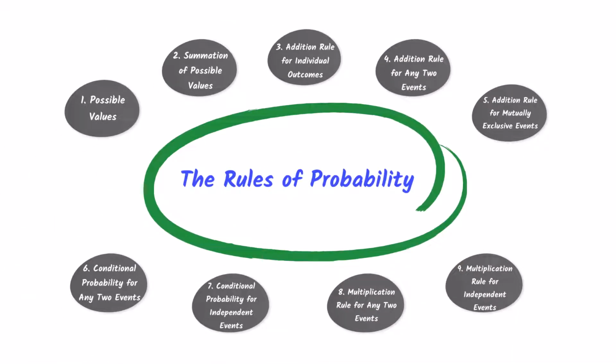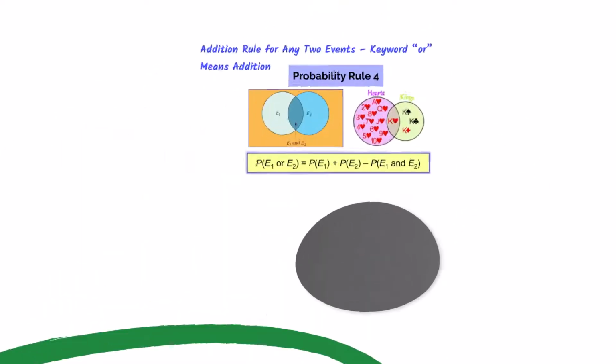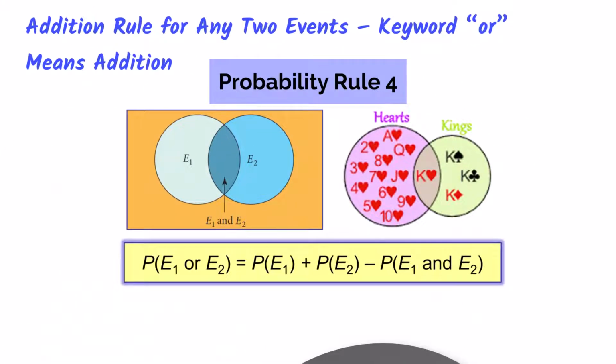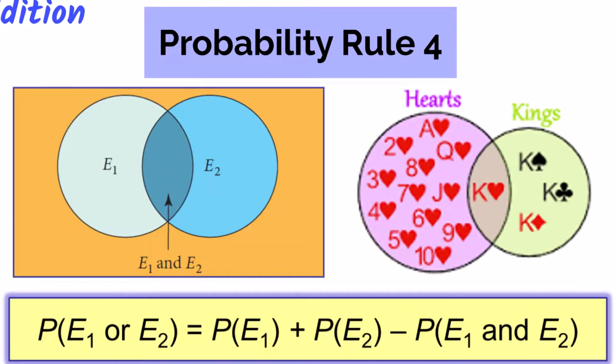Let's review rule number 4 next. Probability rule number 4 is an addition rule for any 2 events. Here, when we talk about 2 events occurring, you'll see the word or, which means we add. For instance, here's a Venn diagram on the left, and where the 2 areas overlap in the middle is the overlap between the 2 events.